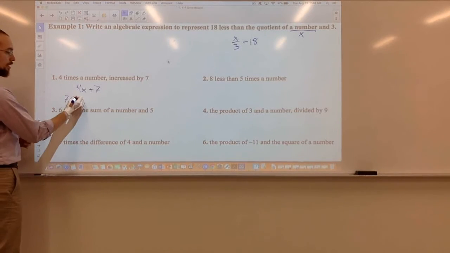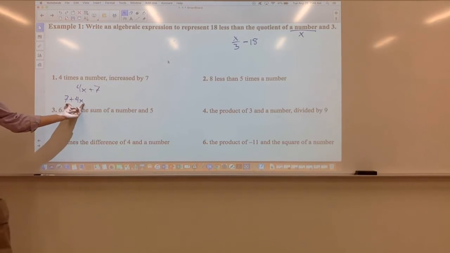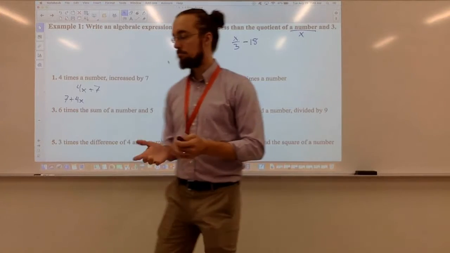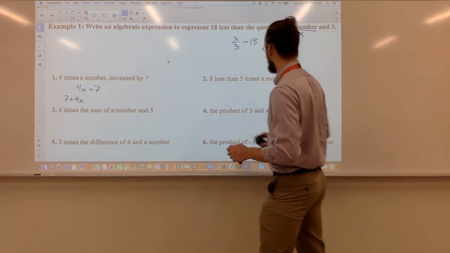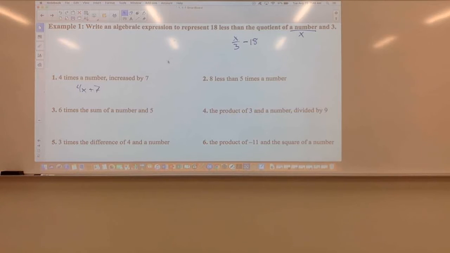So if I had it written like that, and I gave you a value for x, you would still do the multiplication first and then add 7 because of order of operations, right? Even if it is written like this. But technically, these two mean the exact same thing, right? 7 plus 4x and 4x plus 7 mean the same thing, all right?